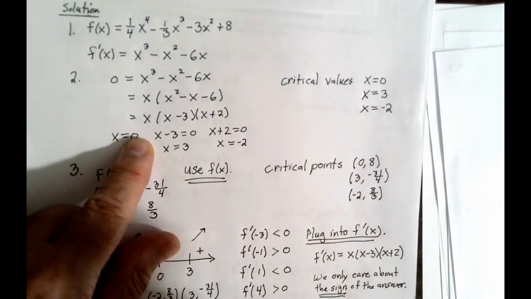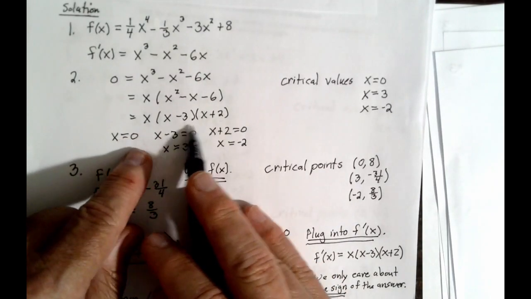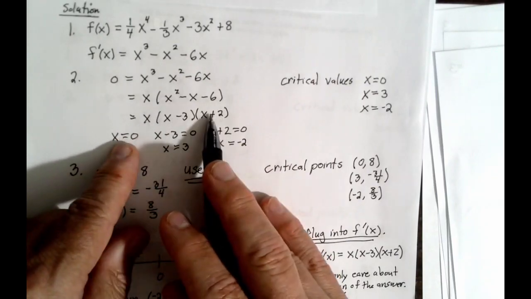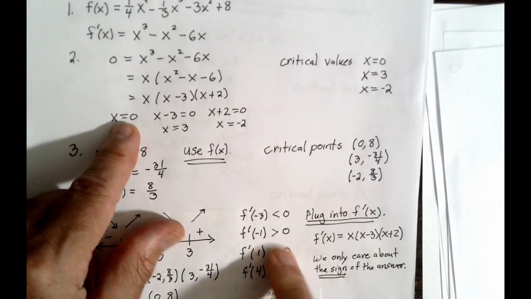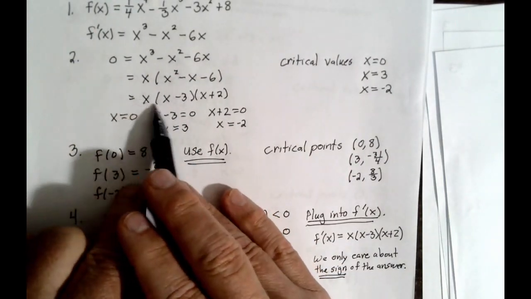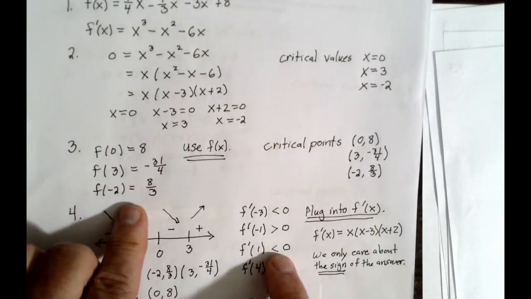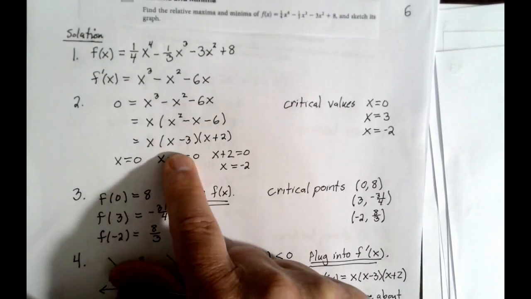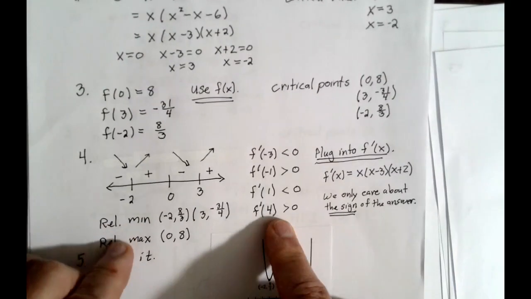So now let's try -1. -1, that's negative. -1 subtract 3, that's negative. -1 plus 2, that's positive. Negative, negative, positive multiplied together gives you positive, greater than 0. Then plug in a 1. Positive, negative, positive. Well, with 1 negative, you get negative. Then let's try 4. Positive, positive, positive. All 3 positives multiplied together gives you positive.